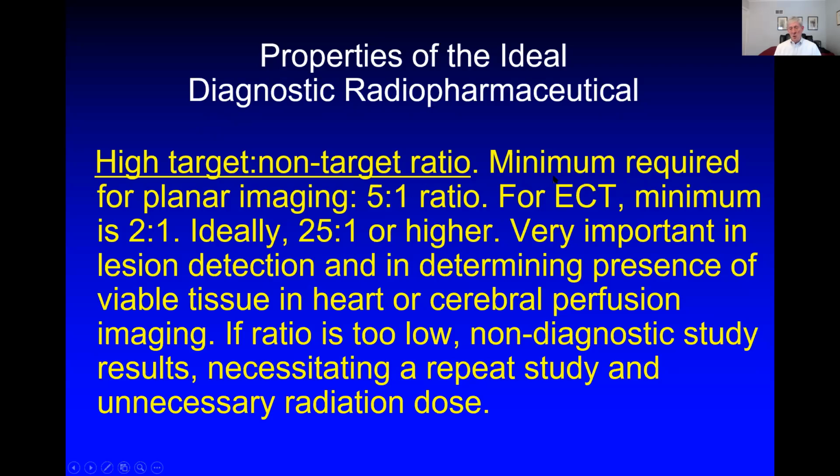For ECT, you know this is a SPECT study. This is emission computed tomography. Compare that to CT scanning, which is transmission computed tomography. We are collecting photons that are being emitted from the patient's body. And so because we can do a better job with resolution, we can deal with a 2 or 2.5 or 3-to-1 ratio minimum for computed tomography. But remember, we want that really big ratio. It's very important for detecting lesions and determining things like myocardial perfusion scanning.